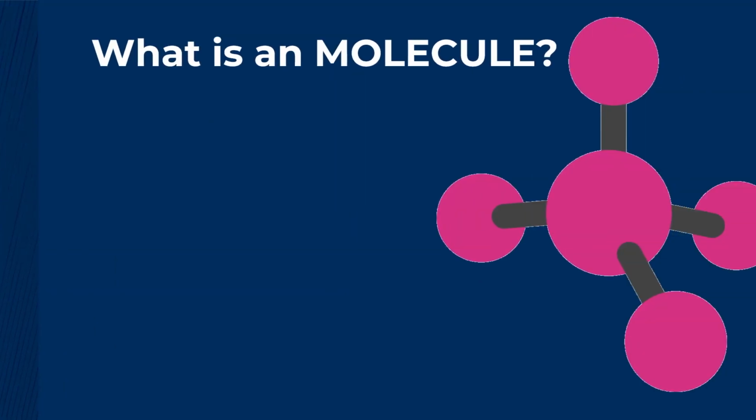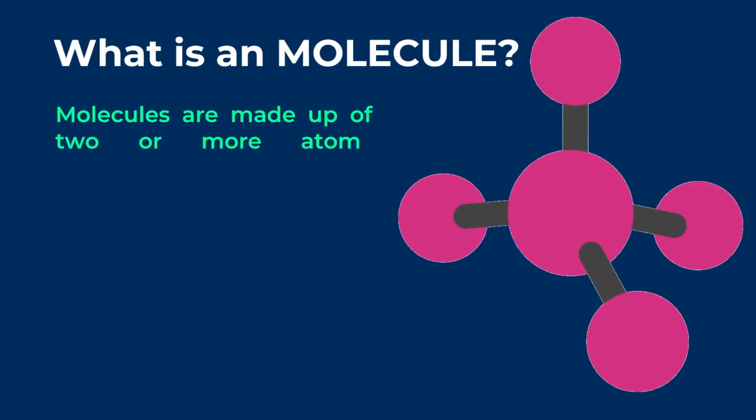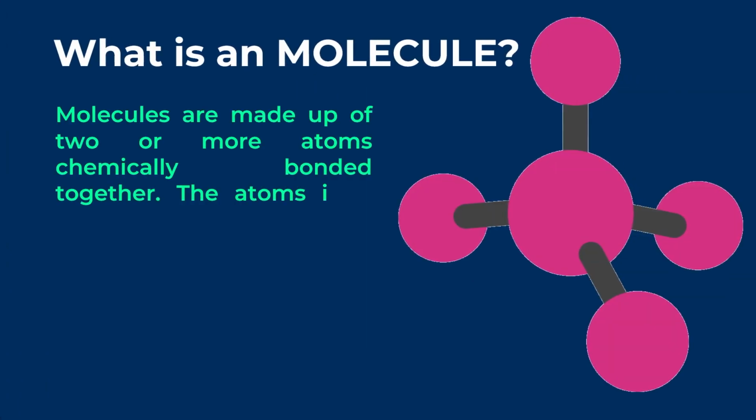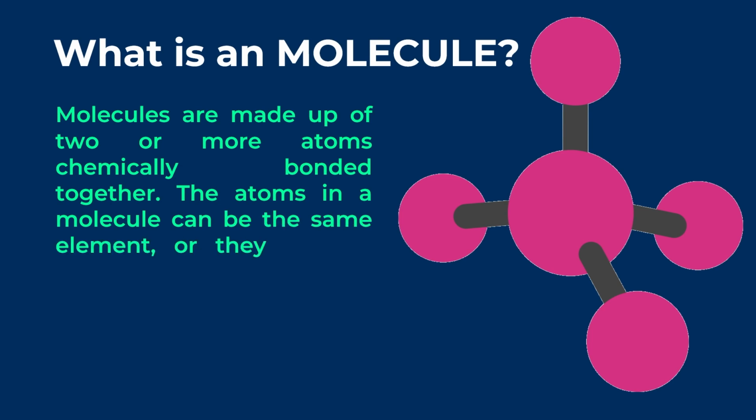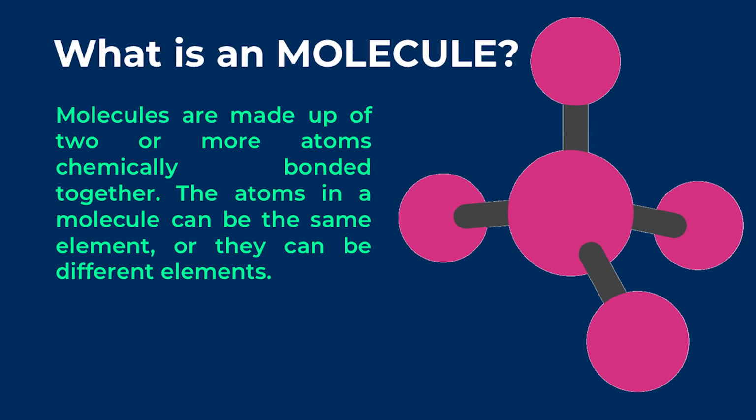Molecules, on the other hand, are made up of 2 or more atoms chemically bonded together. The atoms in a molecule can be the same element or they can be different elements. Molecules have different properties from the constituent atoms.